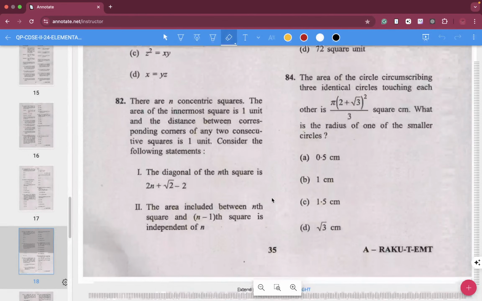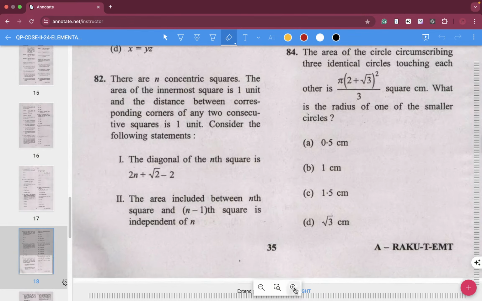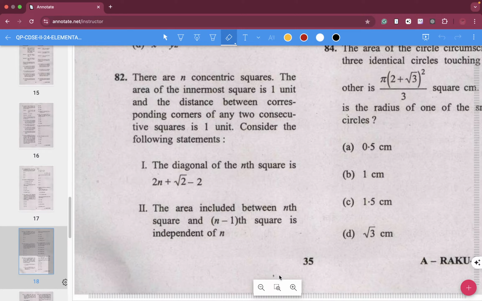All right, let's move on to the next one. There are n concentric squares. The area of the innermost square is 1 unit, and the distance between corresponding corners of any two consecutive squares is 1 unit.